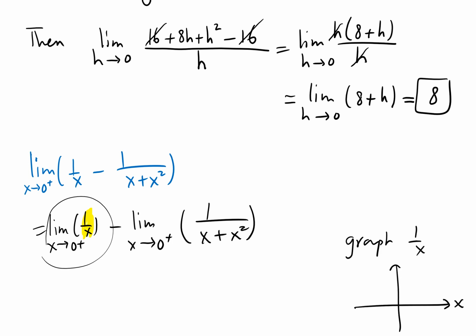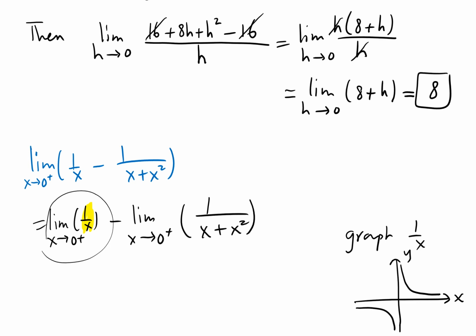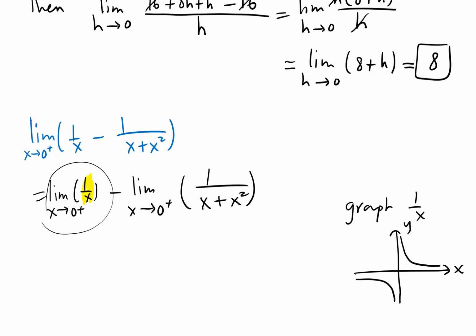You can use Desmos to check that out. It goes this way and this way. So what this is saying, as we did in the previous section, as you approach 0 from the right side, what is the function going up to? Forever, to infinity. So this goes to infinity minus.